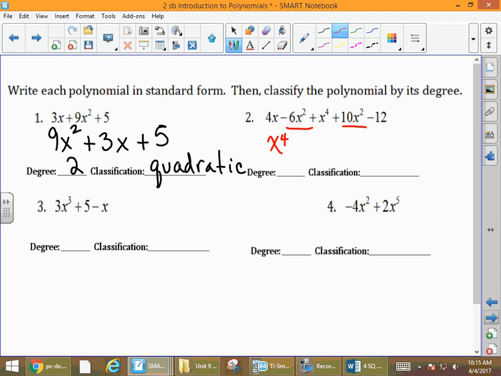And when we combine like terms, we're going to take negative 6x squared plus 10x squared, and we get plus 4x squared. So we've taken care of those 3 that are marked, which leaves us with the plus 4x and minus 12. We just wrote that in standard form. What's the degree of this polynomial? It's the highest degree term, so it's actually 4. And then when we look up above there, at our classification, a 4th degree polynomial is called a quartic.